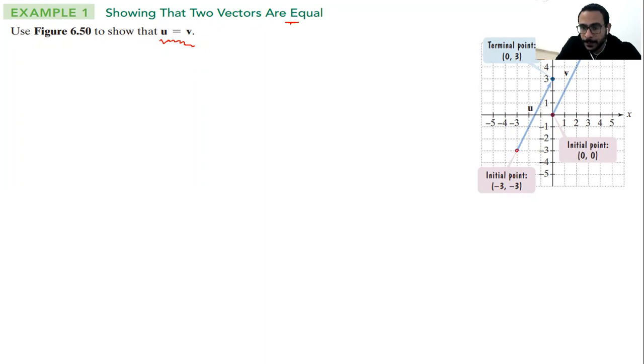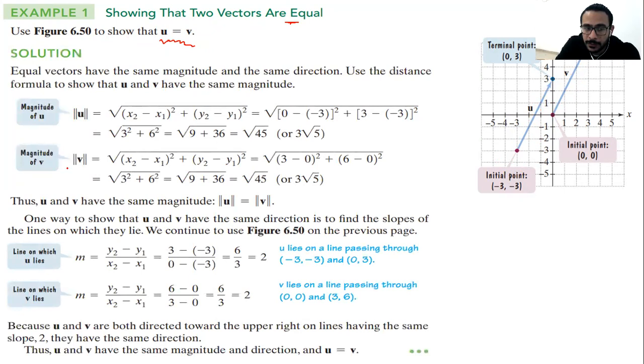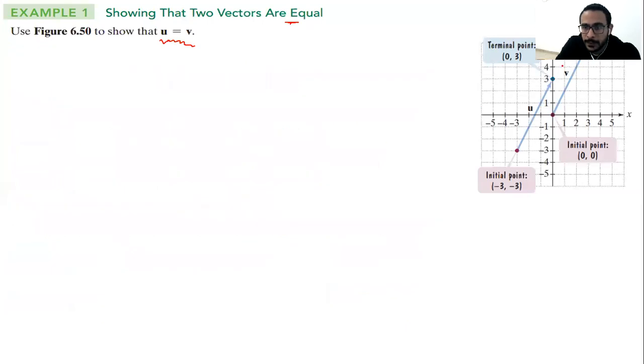Are they equal or not? Let me first show you. We have to find the magnitude for each one of them and then find the slope for each one of them, and see if they have the same slope, meaning the same magnitude, the same length and the same direction. For the slope itself, equal. Okay, let's do this.